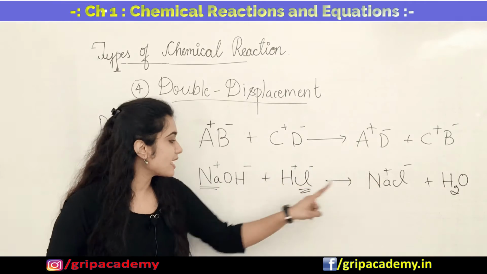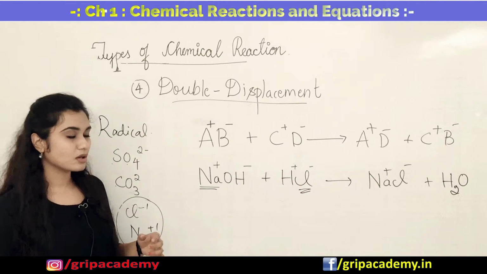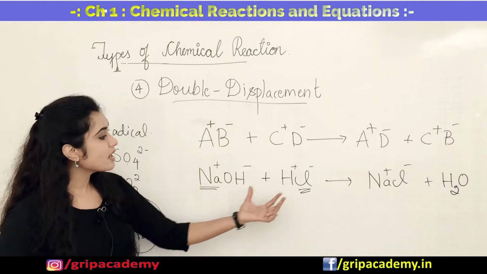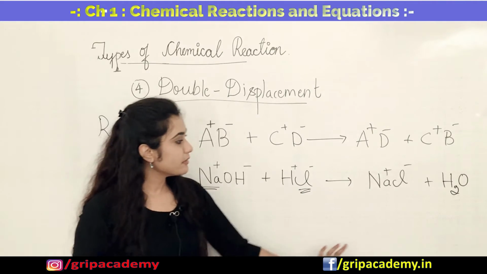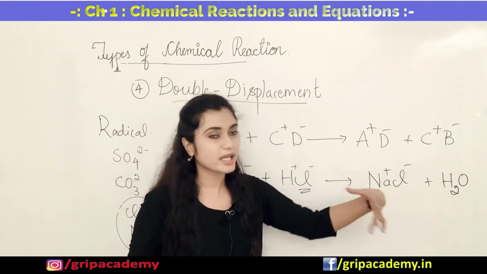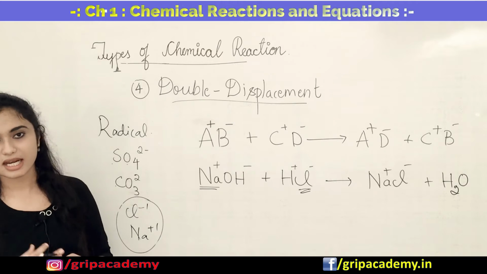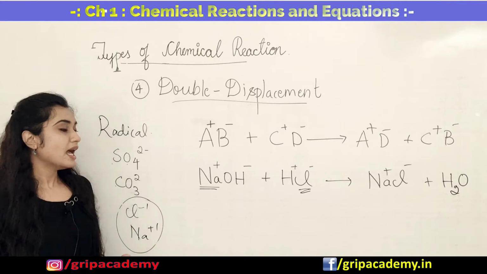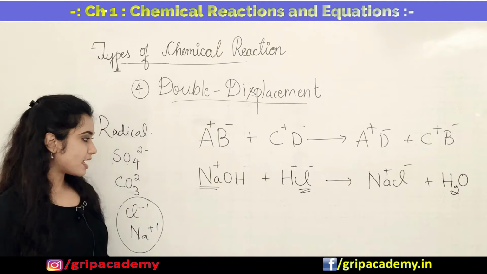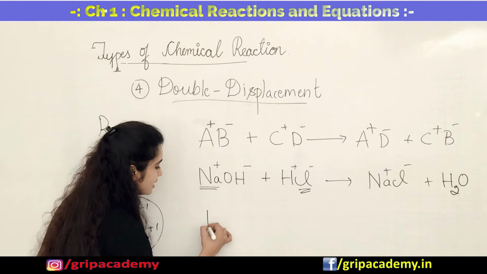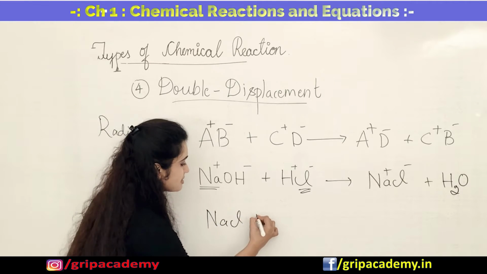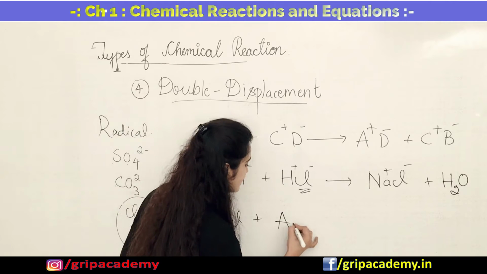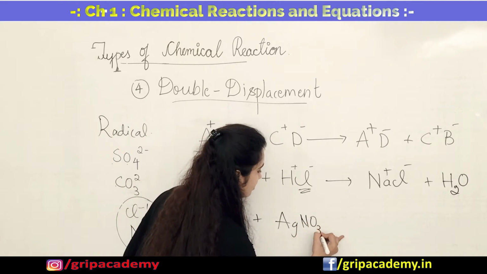This kind of reaction, where on combination of acid and base you get a salt and water, you can call a neutralization reaction. Okay, now let us consider another example where NaCl is combining with silver nitrate, which is AgNO3.